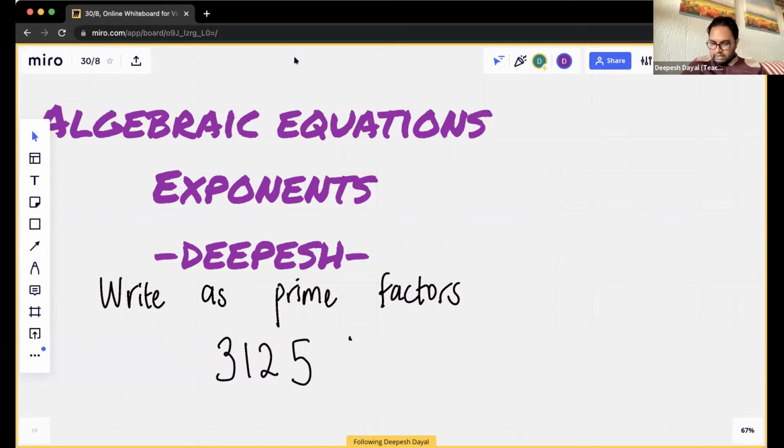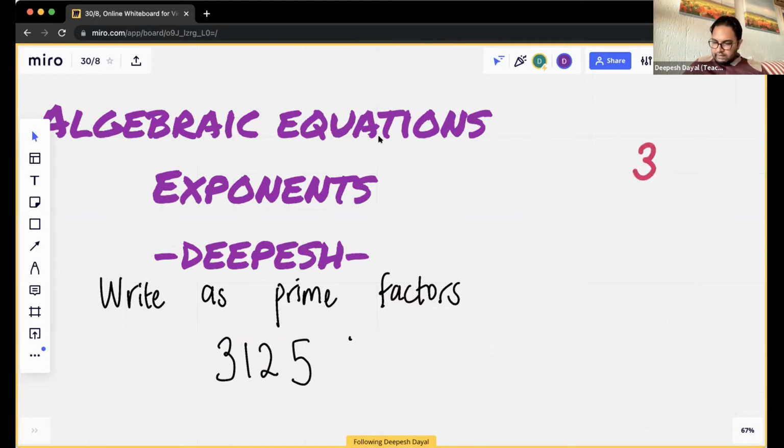Okay, so 3,125, we're going to look at what number goes into 3,125. What is the lowest number that goes into 3,125? Can we divide it by 2? Can we divide it by 3? Can we divide it by 4? Can we divide it by 5, 6? What's the lowest number that we can divide it by? 5. Thank you for that. So we're going to divide it by 5. So 3,125 divided by 5 gives you 625.